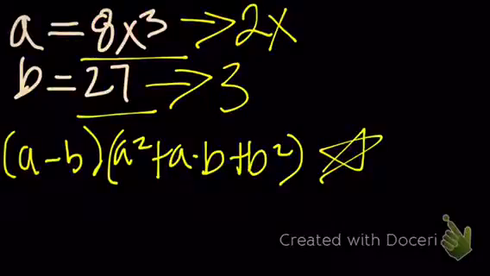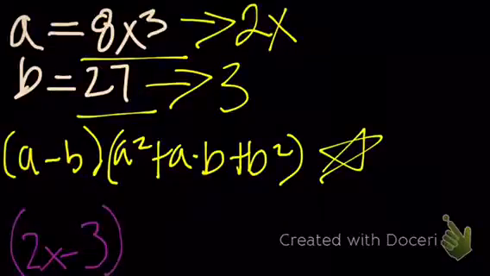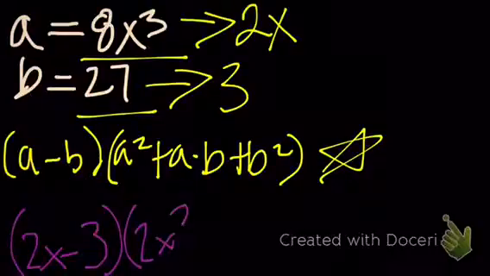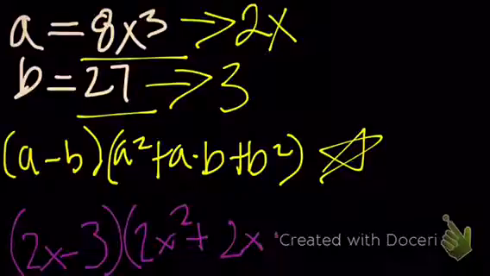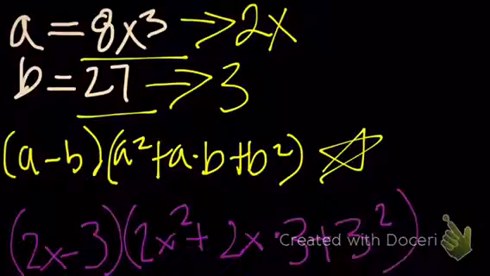Okay, so now we're just going to go ahead and plug in our a and b, and that's going to go to 2x right here minus our b, which is 3, and then we're going to do 2x squared plus 2x times 3 plus 3 squared. Closing parentheses, and then you're just going to finish that one out and get your end answer.